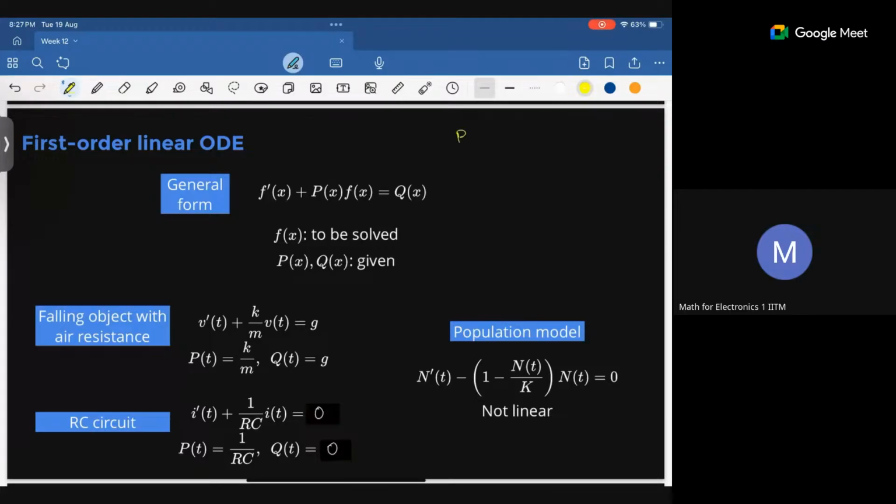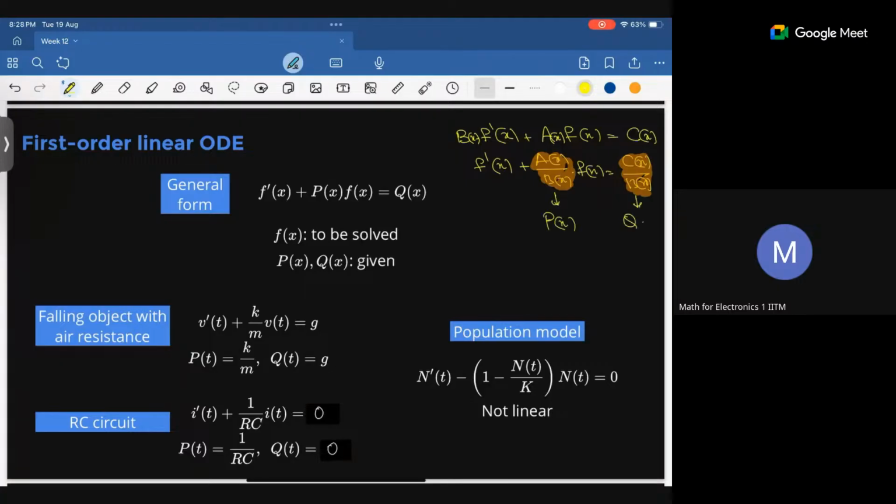But if you have something like b times f prime of x plus a times f of x equals c, you can write it in general form by dividing the whole equation by b, or b of x, even if it is a function. Then we will have f prime of x plus a of x by b of x times f of x equals c of x by b of x. So a of x by b of x is nothing but p of x, and c of x by b of x is nothing but q of x.